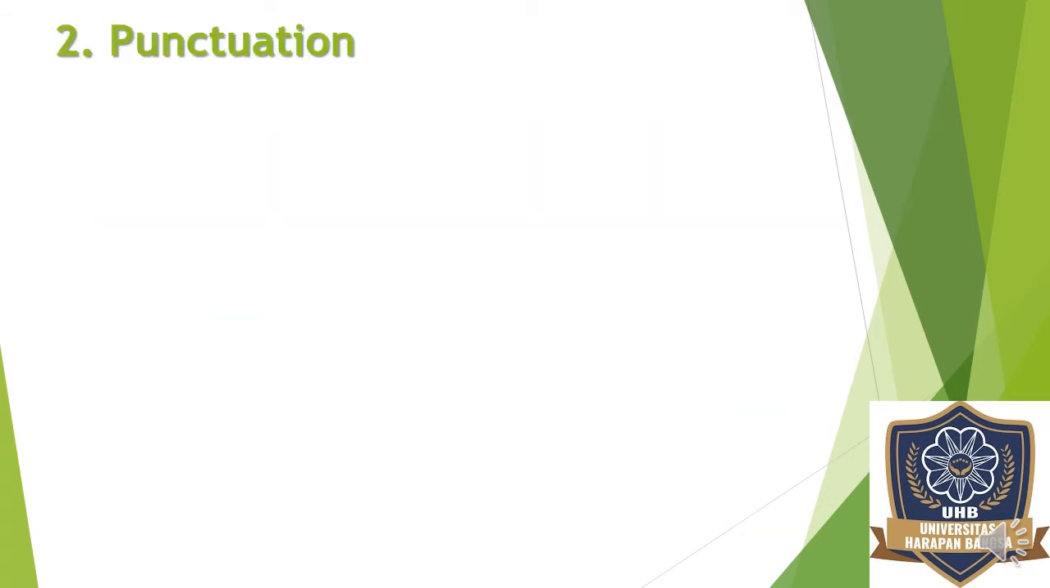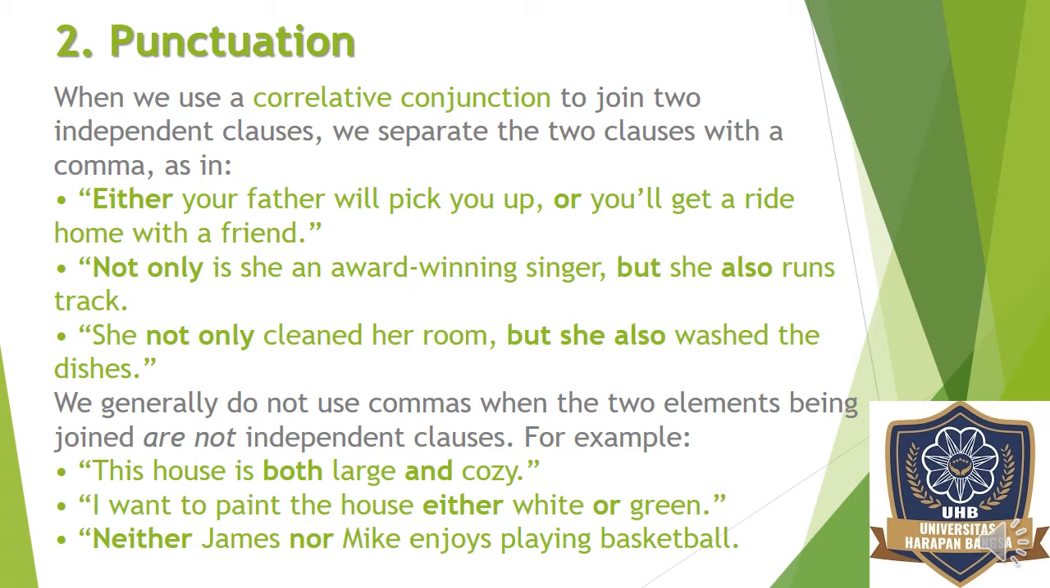Number 2, punctuation. When we use a correlative conjunction to join two independent clauses, we separate the two clauses with a comma, as in, either your father will pick you up, comma, or you'll get a ride home with a friend. Not only is she an award-winning singer, comma, but she also runs track. She not only cleaned her room, comma, but she also washed the dishes. Remember to use the punctuation comma.